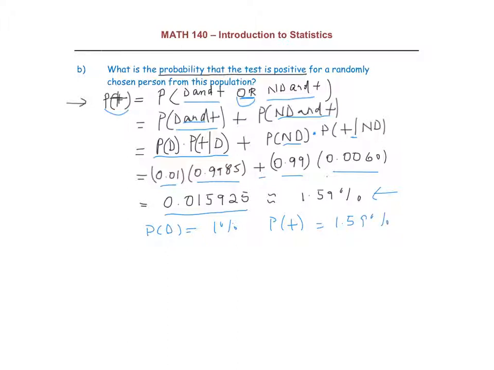Now, does it make sense that a slightly larger percent of the people will show positive? So there's only 1% that actually has the disease, but 1.59% of the people will show positive, because we know the test is not always correct.